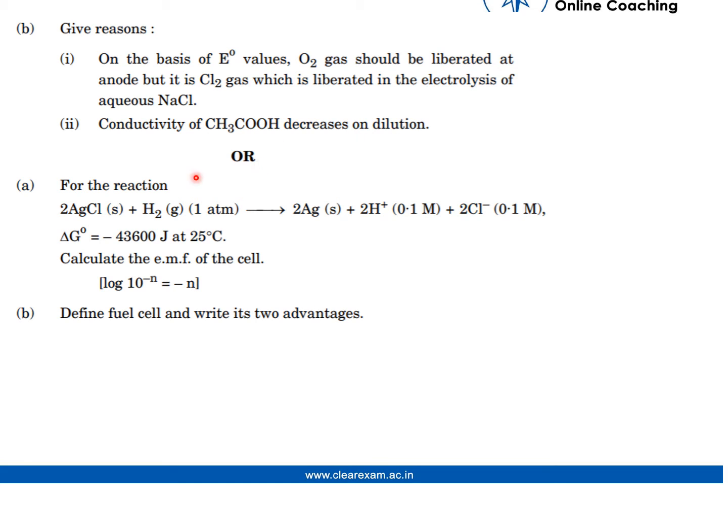Now the OR part. Its A part is, for the reaction 2AgCl + H2 gives 2Ag + 2H+ (0.1 M) + 2Cl- (0.1 M), where delta G is equal to minus 43,600 joules at 25 degrees centigrade, calculate the EMF of the cell and the value of log K. And the B part says, define fuel cell and write its two advantages.